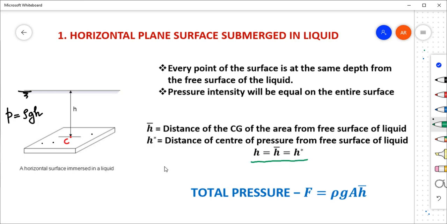Now the total pressure or the pressure force F is equal to the intensity of pressure into area upon which this pressure is acting. So here we can write it as rho g h bar. Since h is equal to h bar, we can write rho g h bar into A. And finally, we can express the total pressure as rho g A h bar.